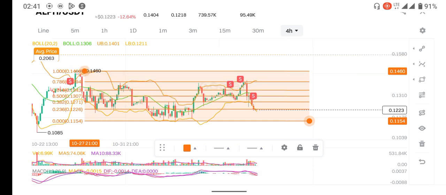In the 4 hours time frame, we're expecting a price reversal at the 78.6% level. We're expecting the price to reverse to around 0.138. That's at the 78.6 level. So the price is going to reverse to around 0.13 definitely. Let's head to the daily time frame.